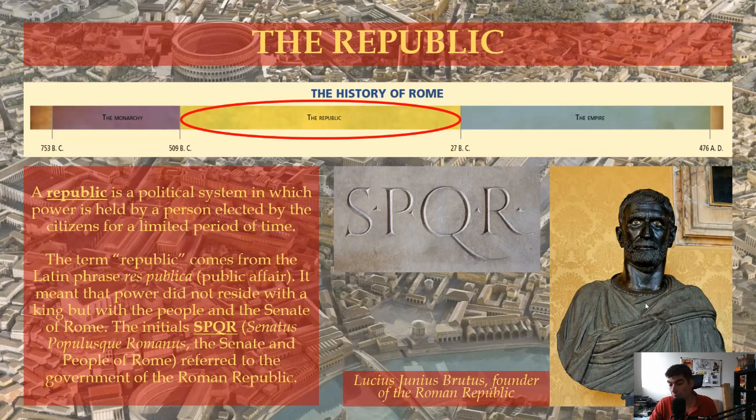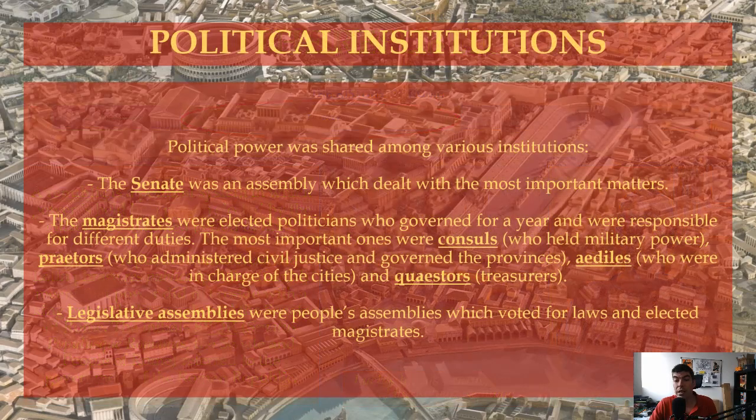And this is Lucius Junius Brutus, who is known to be the first consul of the Roman Republic. This Republic started in 509 BC and ended with the Empire in the year 27 BC. And we have to know these dates, remember. So, in the Republic, the political power was shared among various institutions, and just like we studied in Greece with Athens and Sparta, we have to know about these institutions.